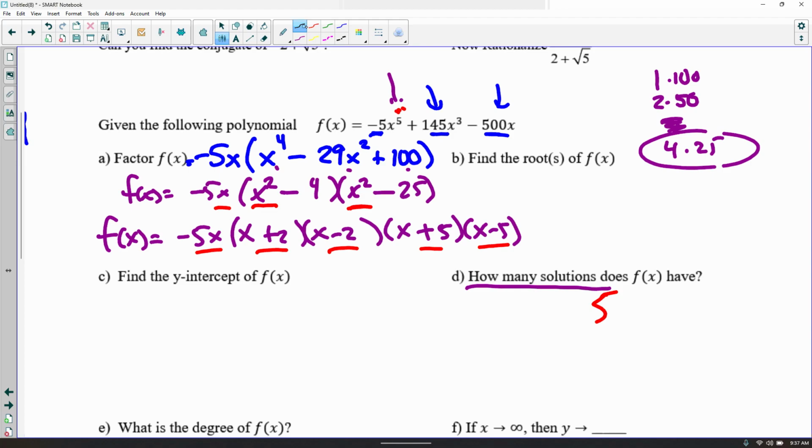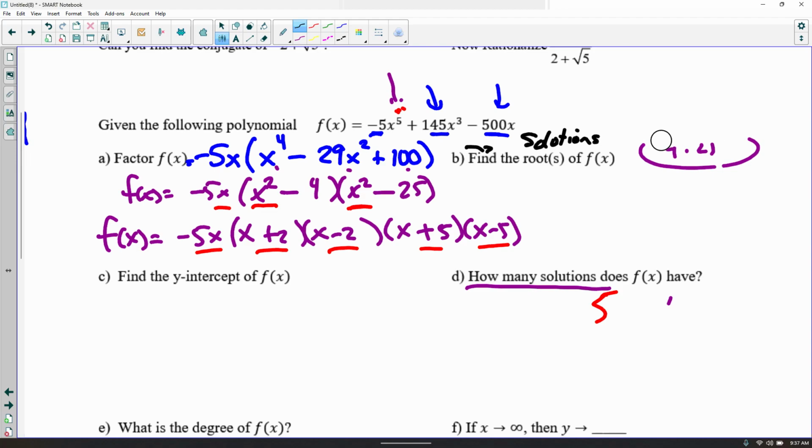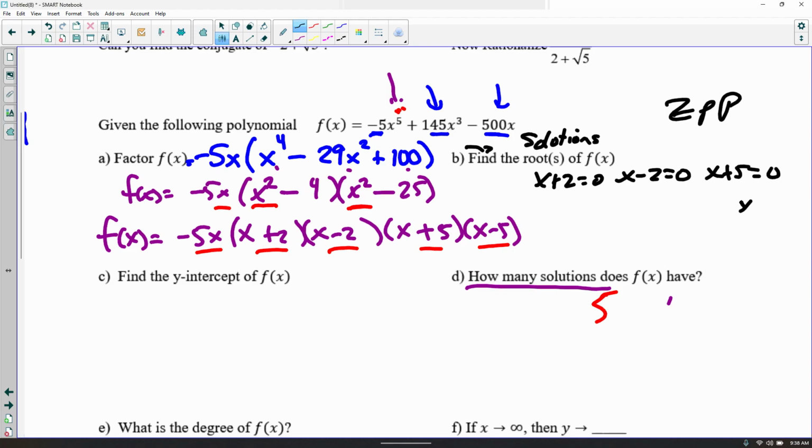Now, what does roots mean? Find the roots. I need to find my solutions. How do you find your solutions? Yeah, zero product property. If I gave you the zero product property, you would have said, all right, I got to take x plus 2, set equal to 0. I got to take x minus 2, set equal to 0. I got to take x plus 5, set equal to 0. I got x minus 5, set equal to 0. What would you do with this? For those who had 4, what would you do with that? I also set it equal to 0.